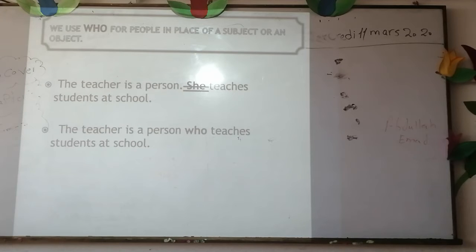Here I'm going to use who to join the two sentences. And of course, I'm going to cross she from the second sentence because I don't want it to be repeated. So the teacher is a person who teaches students at school. I crossed she.